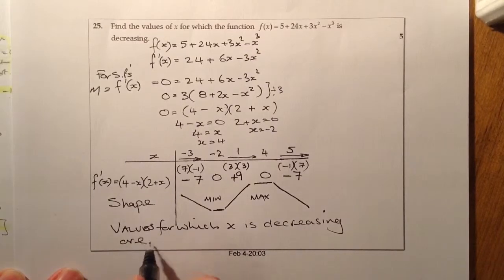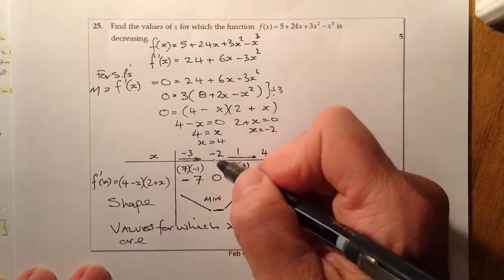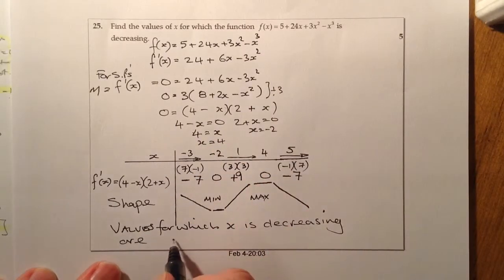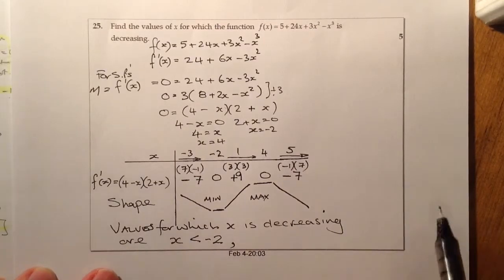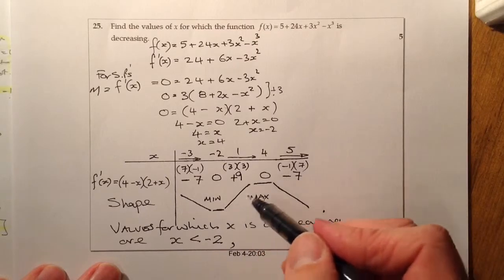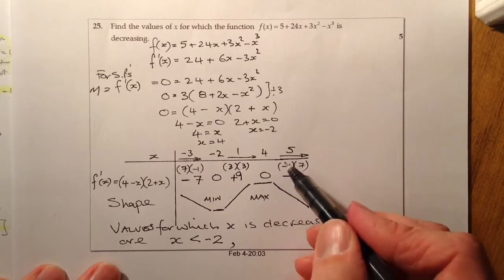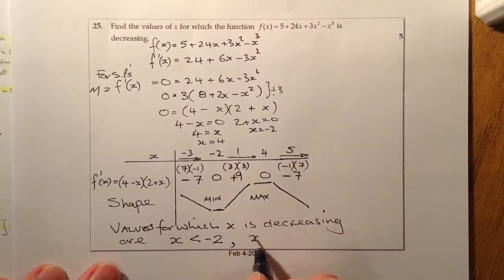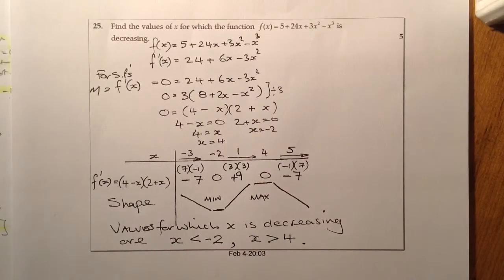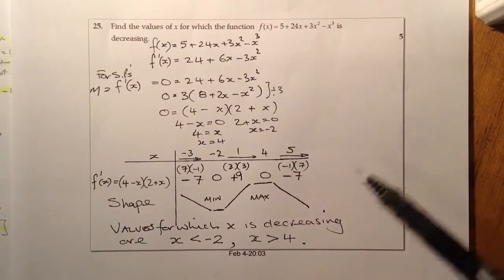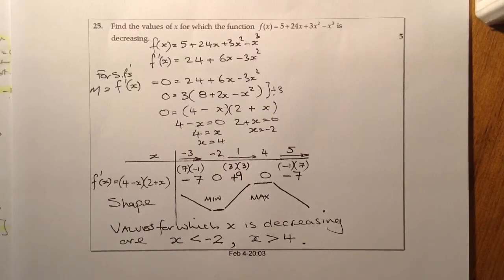The first thing I'm going to look at is any point that's less than minus 2. So the first thing I'm going to write down is x is less than minus 2. Then I'm going to look at another part where it's a negative gradient, which is this gradient here, and that's anything that's greater than 4. So x is also going to be greater than 4. And that there is the question answered. I don't need to work out any y coordinates. I've not been asked for stationary points or the coordinates of points. This is what I've been asked for in this question.